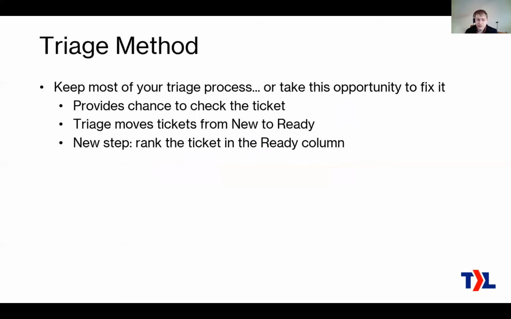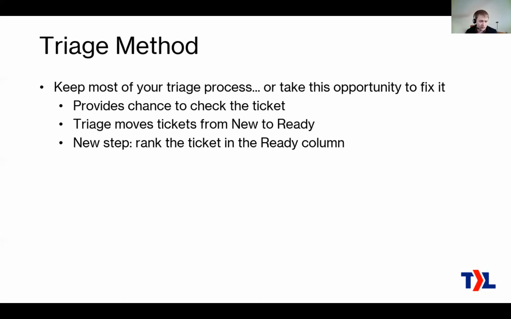Okay, so that was the first choice you've got to make. The second choice that you're going to make is about your triage method. You might not actually have that much to do because you might be able to keep most of your triage process. If you don't like it, you can take this opportunity to fix it. But basically, what you should have is some way to do a check on the ticket, where some human looks at it and makes sure that it's a decent ticket.